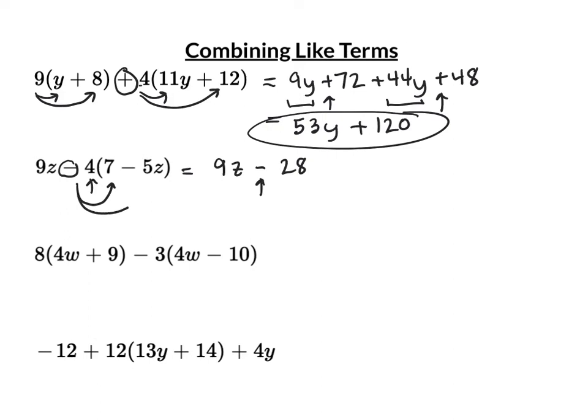And negative 4 times negative 5. A negative times a negative is a positive. So that's positive 20z. Now, I'll combine like terms. The z's are like terms. Positive 9 and positive 20 makes 29z minus 28.